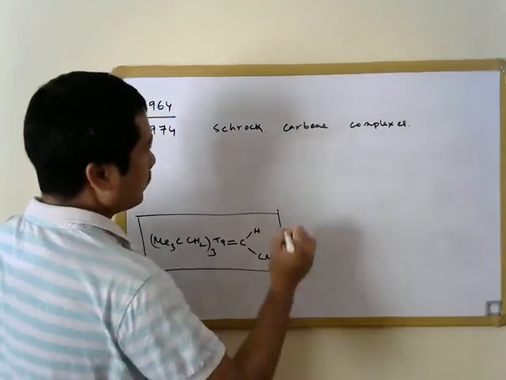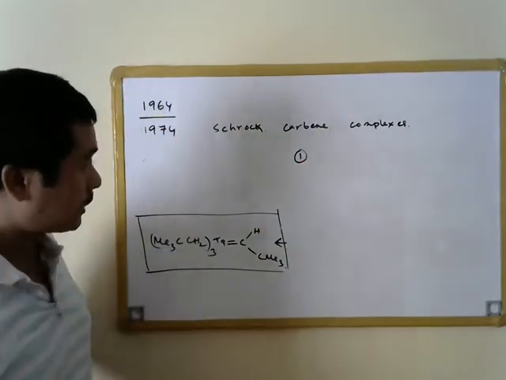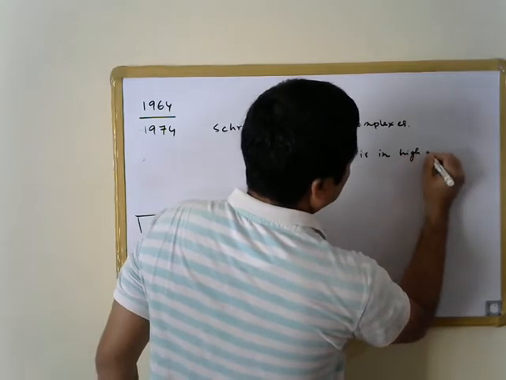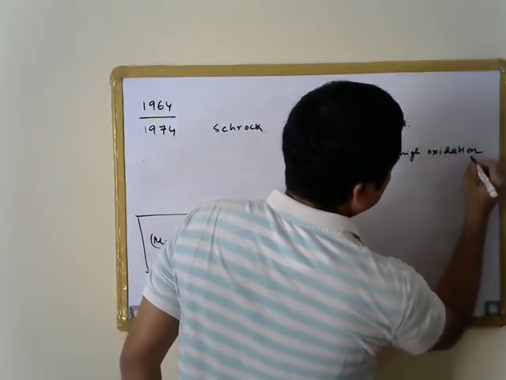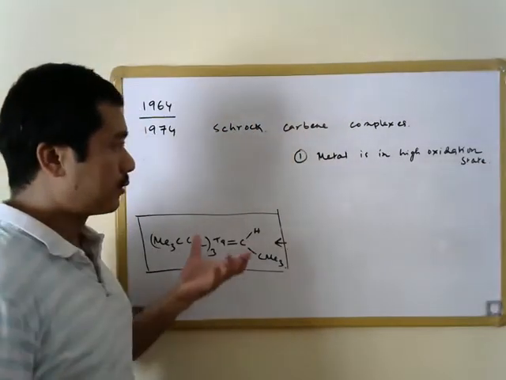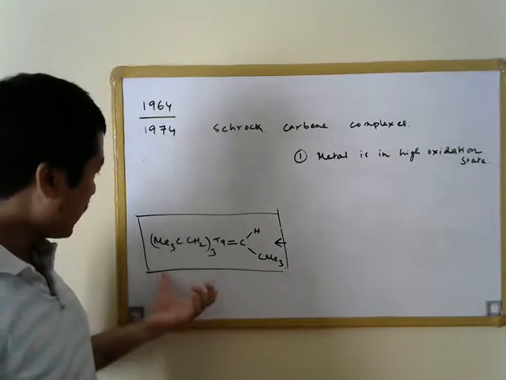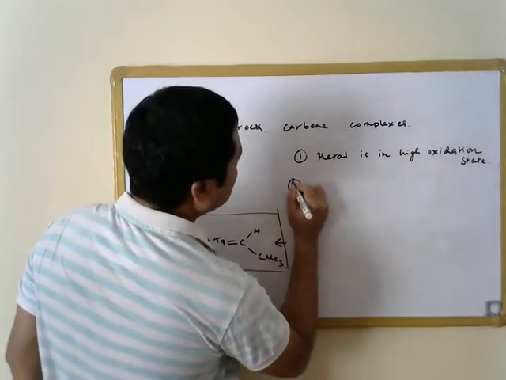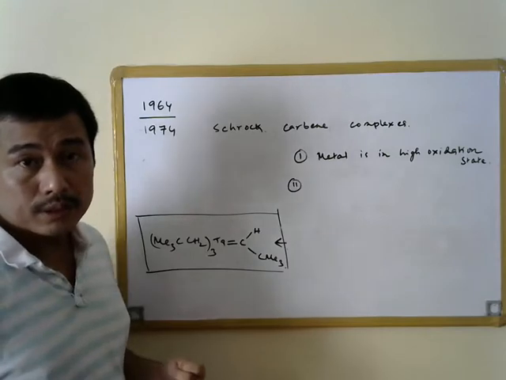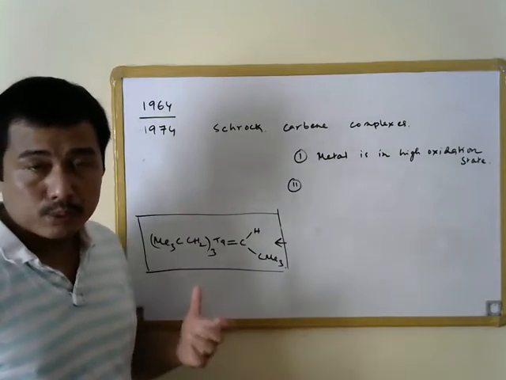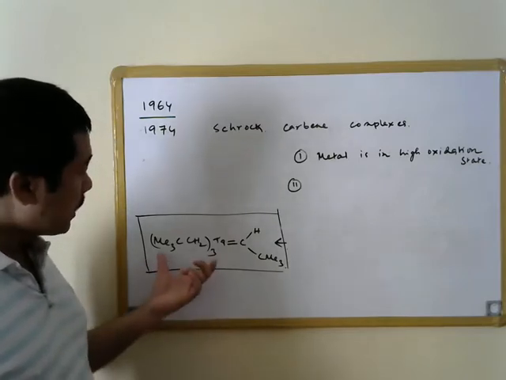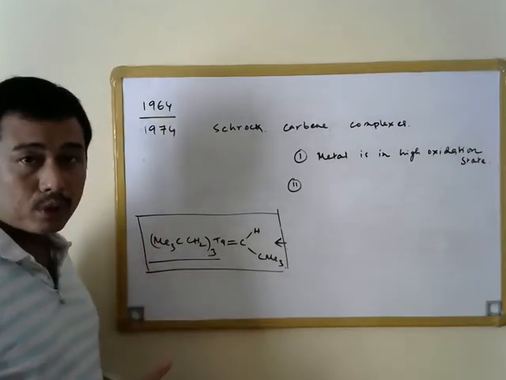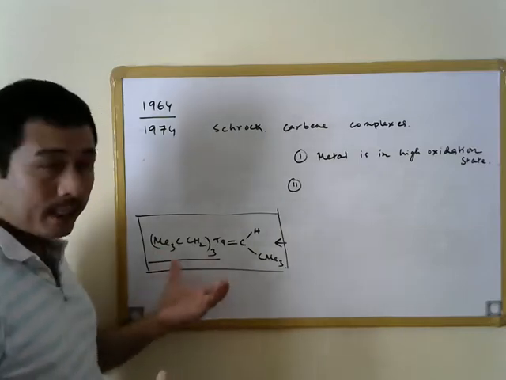their characteristics are, or the characteristics of Schrock carbene complexes are, metal is in high oxidation state. So unlike what we see in case of the Fischer carbene complexes, where the metal was in low oxidation state, in case of Schrock carbene complexes, metals are typically in high oxidation state. Secondly, what we also see is that unlike what we see in case of Fischer carbene complexes, where there were pi acceptor auxiliary ligands attached to the metal center, in case of Schrock carbene complexes, there are no pi acceptor ligands, as the alkyl groups attached to the metal center are only sigma donor ligands, and they cannot accept pi electron density from the metal center.